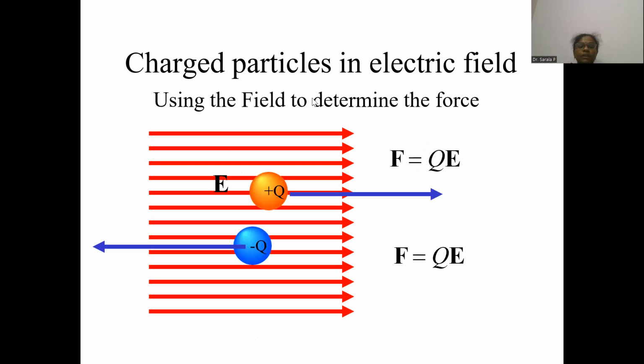Now charged particles in an electric field. This is the electric field for the positive charge as well as the negative charge. This is the direction of the field along the force. F is equal to Q, and here minus Q, which is nothing but a negative charge. For the negative charge, the force is acting not along this direction but along the other direction. So F is equal to Q here.